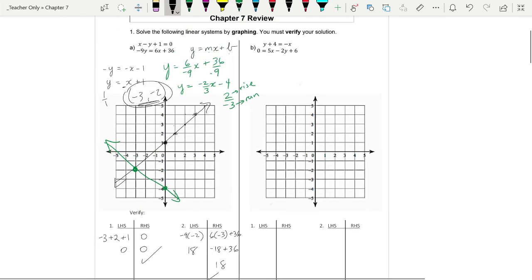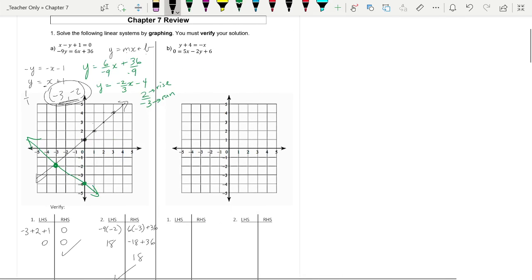So that's how I do that. So why don't you take a look at the way I just did 1A and see if you can do 1B the same way.